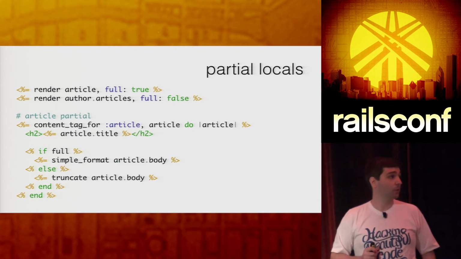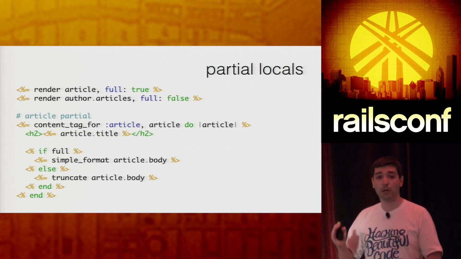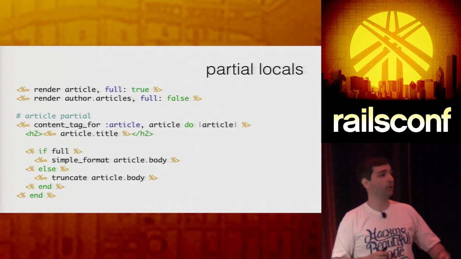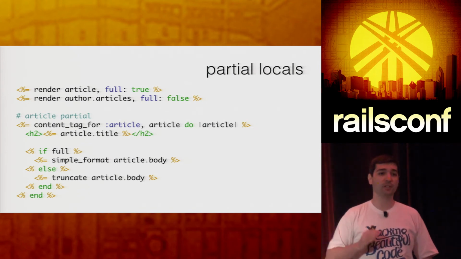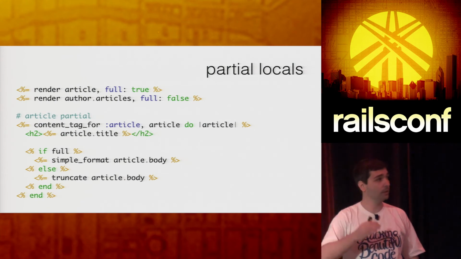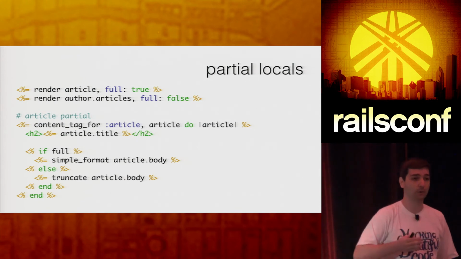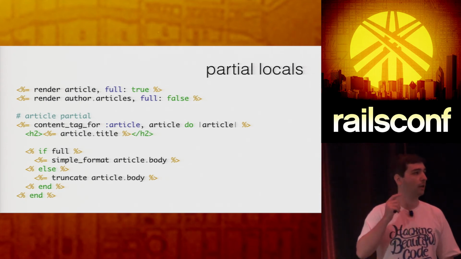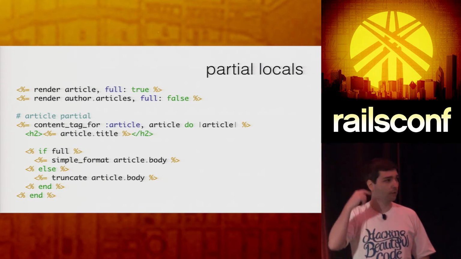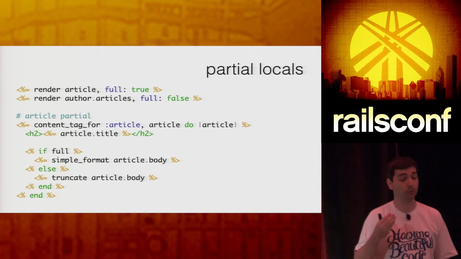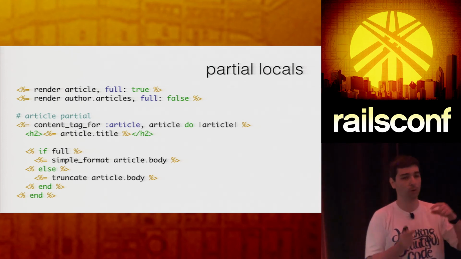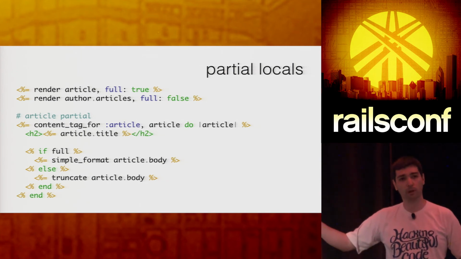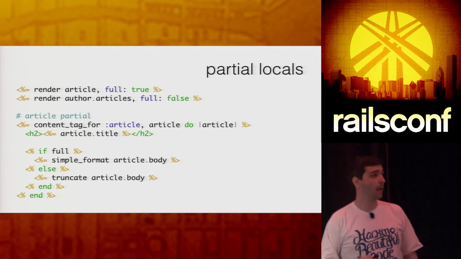And partial locals. So let's say we have an article partial, right? And we want to render this partial from the author show page and from the article list. From the author, you just want to show the truncated body, and from the articles list, you want to show everything, right? So you pass in a full local just to control that. So in the full case, you show the full article body, otherwise you truncate it.